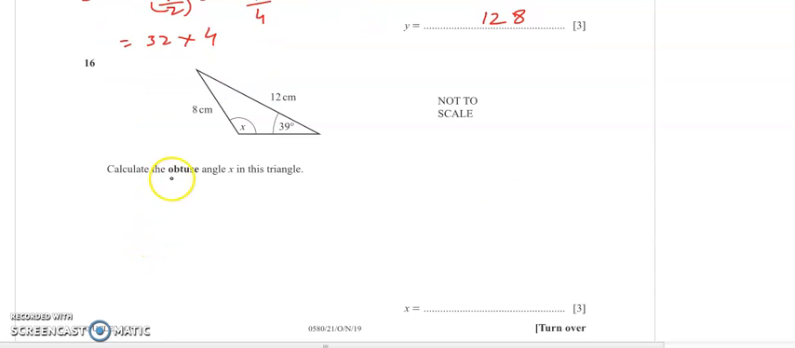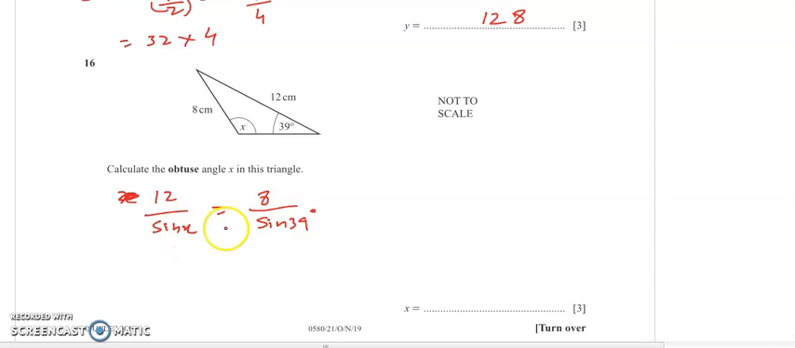Next one is we have to calculate the obtuse angle x in this triangle. An obtuse angle is angle greater than 90 degrees. So first of all, looking at that one, we can use our sine rule, as this triangle is not a right angle triangle. So for sine rule, this angle is opposite to this side and this angle is opposite to this side. So what I will do, I will say 12 over sine x will be equal to 8 over sine 39.